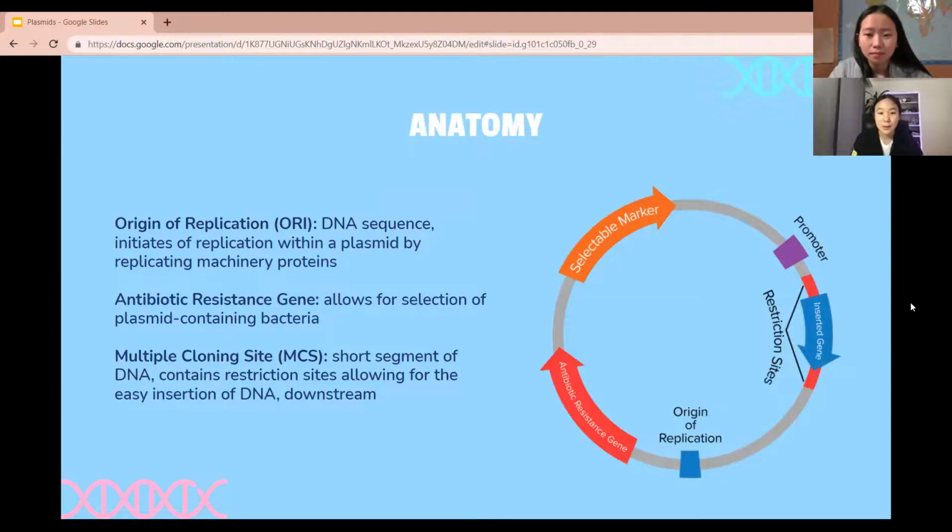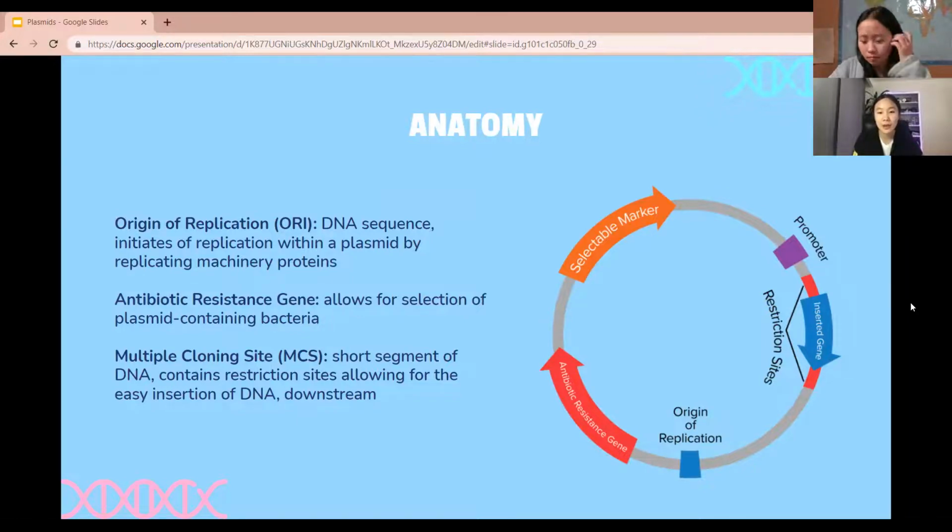So first up is the origin of replication, and this is essentially a DNA sequence which allows initiation of replication within a plasmid by recruiting replication machinery proteins. And after that comes the antibiotic resistance gene, and essentially what this does is it allows for a selection of plasmid-containing bacteria.